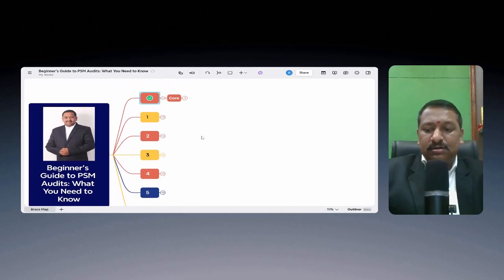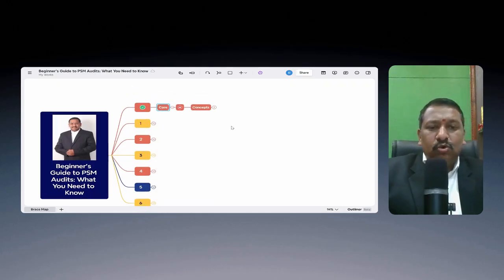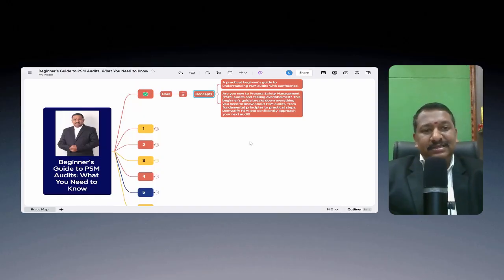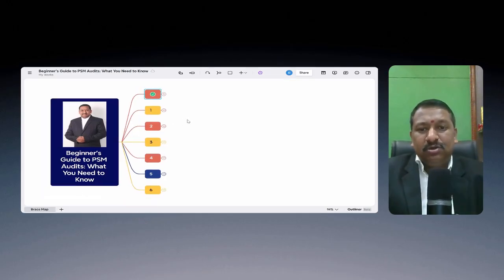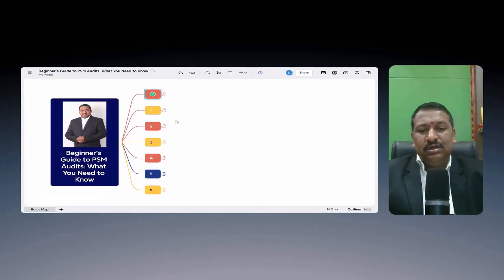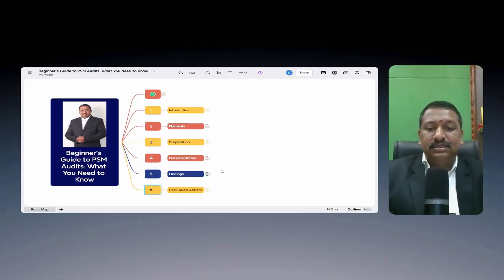So the first is the core. The core concept is a practical guide to understand PSM audits with confidence. Process safety management is very important to prevent catastrophic incidents in the process industries. So here are six sections. First is the introduction, second is elements, third is preparation, fourth is documentation, fifth is findings, and sixth is the post-audit section, post-audit actions.